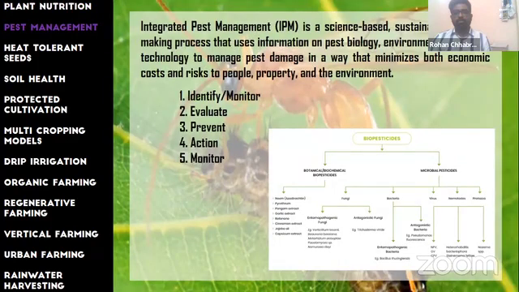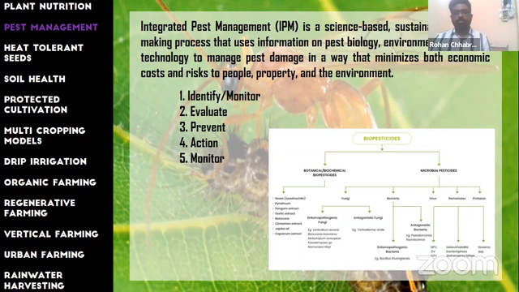Then the second is pest management. So integrated pest management is a science-based, sustainable decision-making process that uses information on pest biology, environmental data, and technology to manage pest damage in a way that minimizes both economic cost and risks to people, property, and the environment. And there are five pillars to that.